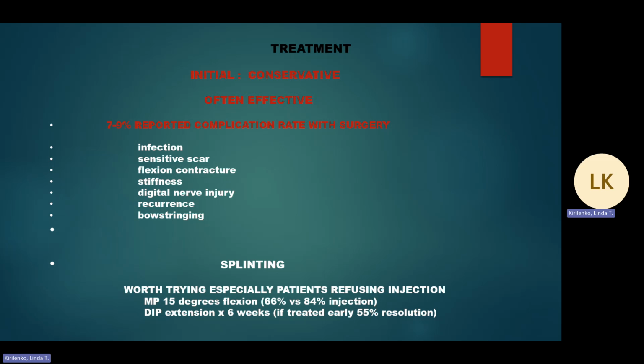Splinting, I use this predominantly in patients who refuse injection, and it's felt that if you get them early enough, this can be successful. You can either splint with the MP joint in 15 degrees of flexion, where improvement is seen in about 66% of patients, compared with the 84% who improved with injection. Or you can do DIP extension splinting for 6 weeks, and if you get to it early enough, this has been estimated to have up to a 55% resolution rate.